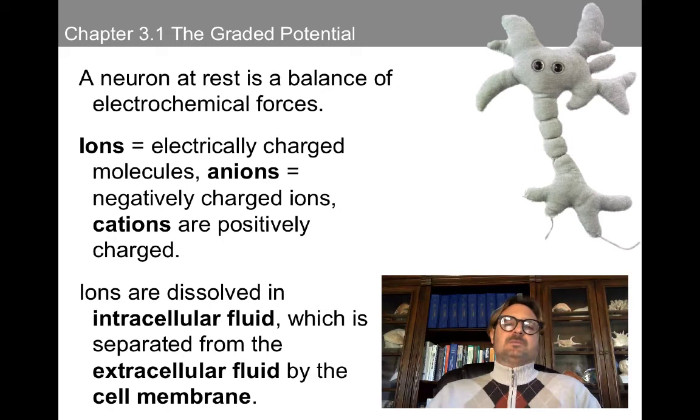A neuron at rest is a balance of electrochemical forces. So we have ions, which again are electrically charged molecules. Anions are negatively charged and cations are positively charged. Ions are dissolved in intracellular fluid, which is separated from the extracellular fluid by the cell membrane, which is arguably one of the most important structures of the neuron.